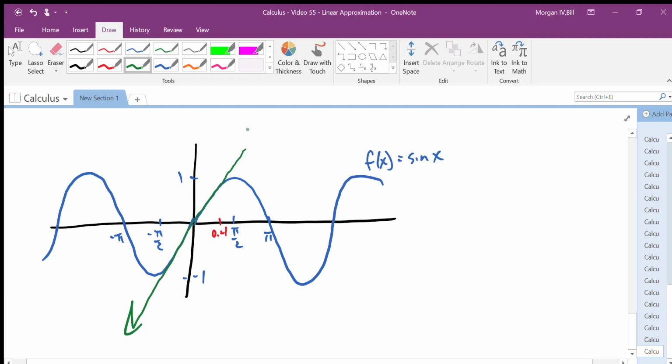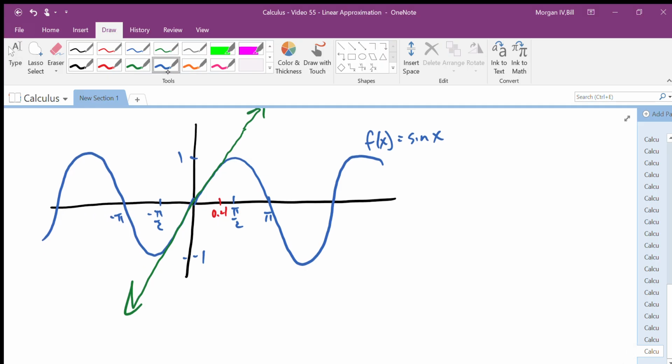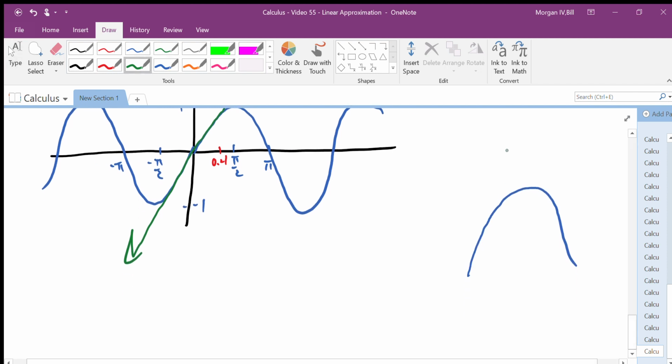But what you'll notice is that for x values close to 0, that line is actually a pretty decent approximation of what the curve of y equals sine of x, f of x equals sine of x, looks like. Let's zoom in just a little bit, because more likely the sine of x curve is looking like this, and the linear approximation is more like this, somewhere around there.